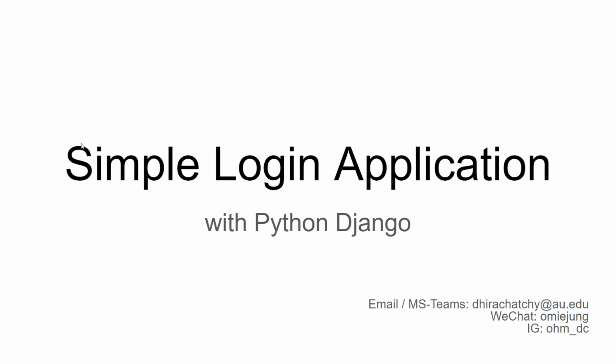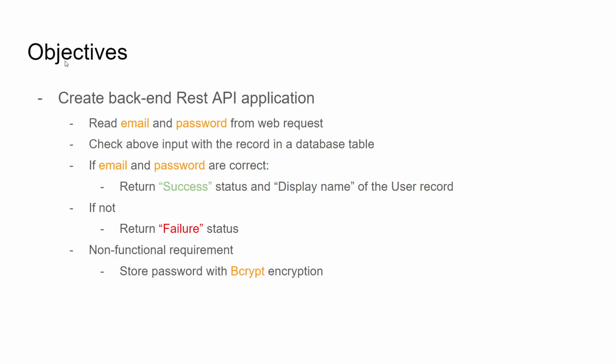This is the way to use Python Django in a quick and dirty way to create a REST API web app to just test username and password. Okay, so this one is just for you to learn. But in the real world, we need to have something like an authentication token, which is beyond the scope. This one is just a very simple one to check the user email and then the password. Okay, so the objective is to create a backend REST API application.